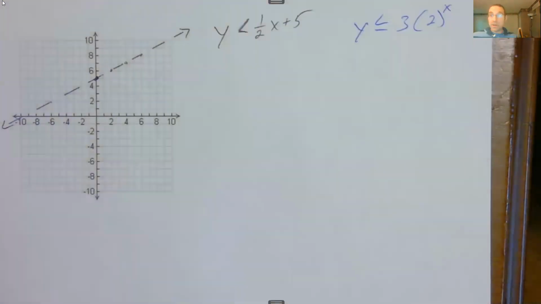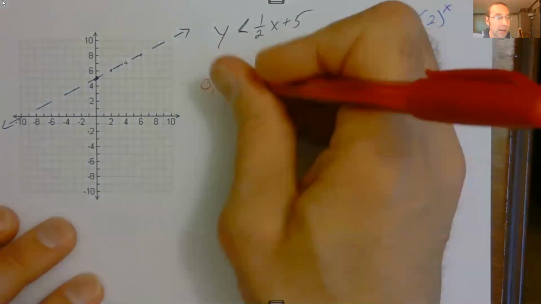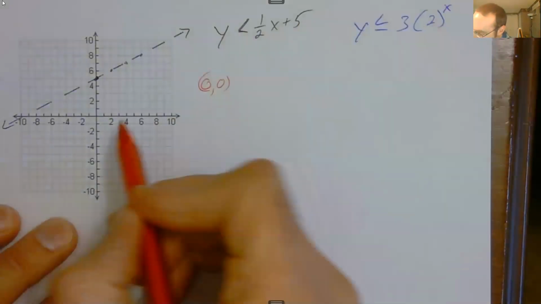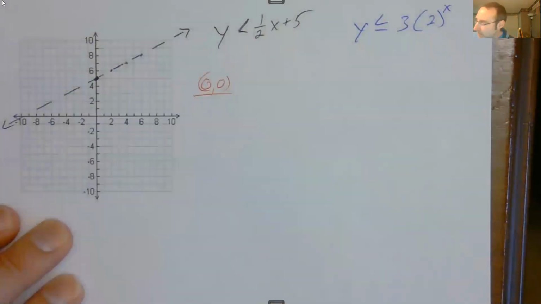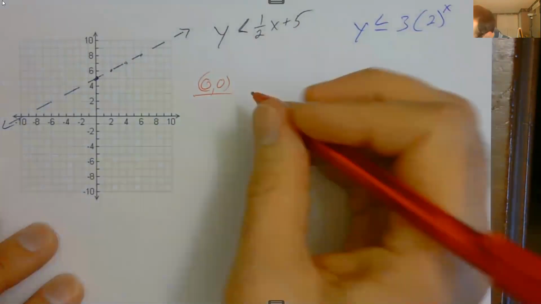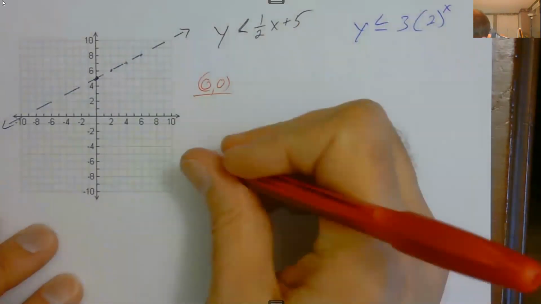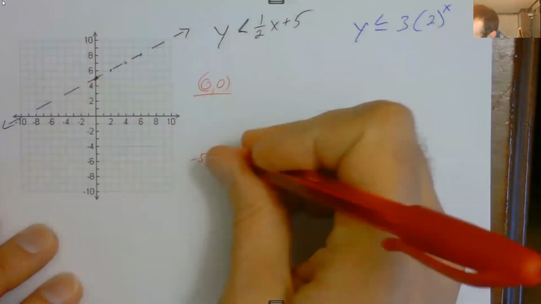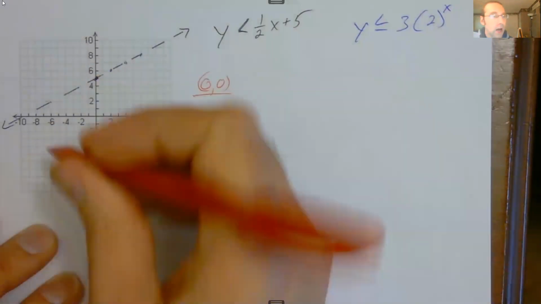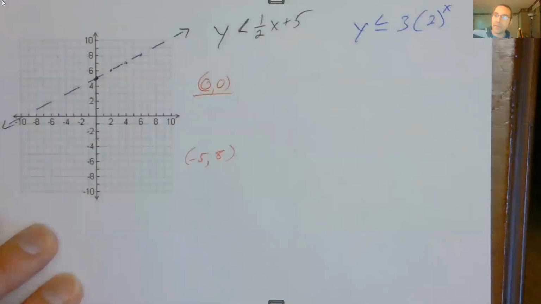And once again, we're going to pick 2 points to determine which side we shade on. Remember, we're shading all the points that make this inequality a true statement. So the first one is the point 0, 0. That's always an easy point to test. 0, 0 is clearly on the bottom side of that line. And then maybe we try the point -5, 8. -5, 8 looks like it's pretty clearly up there somewhere, on the top side of that line.